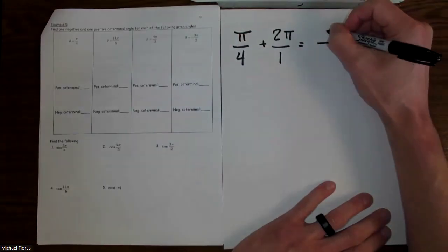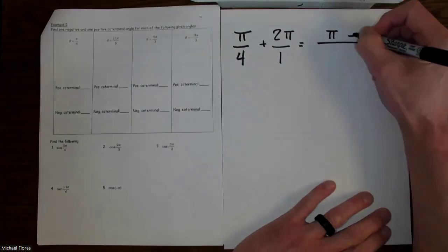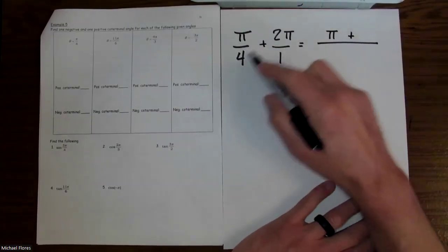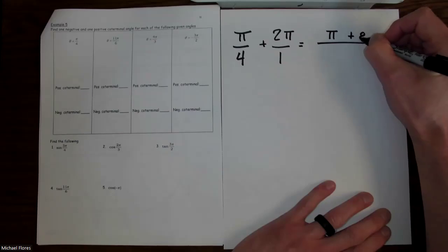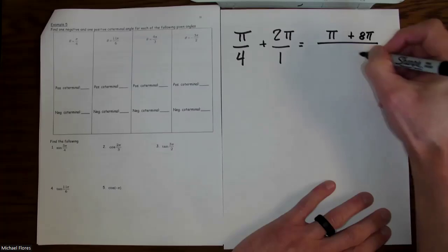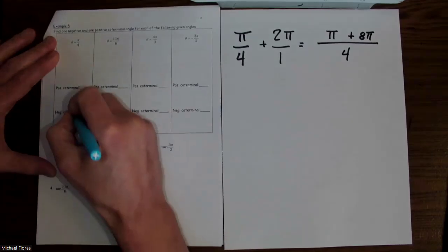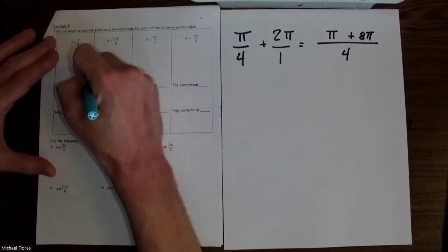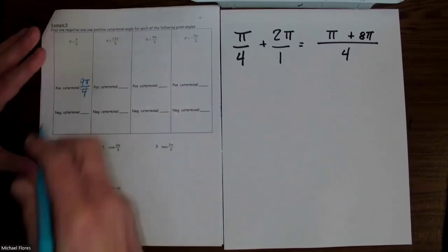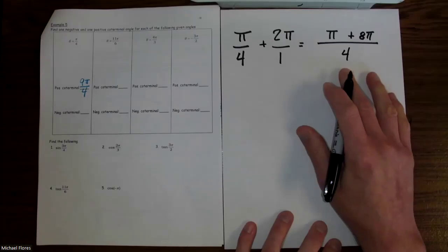Pi times 1 is pi. I'm going to notice the sign here. And now 4 times 2 pi is 8 pi. Now multiply your denominators. 4 times 1 is 4. And then just simplify the numerator. Pi plus 8 pi is 9 pi over 4. And then if you do it the way that I just did it here, here's how you find the negative coterminal.